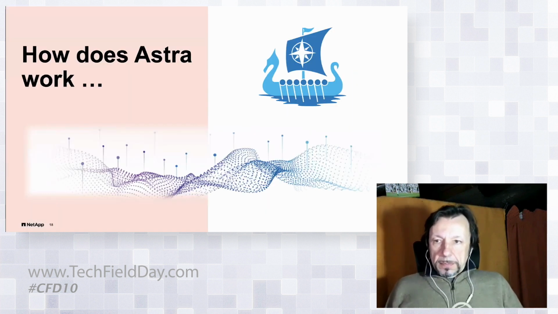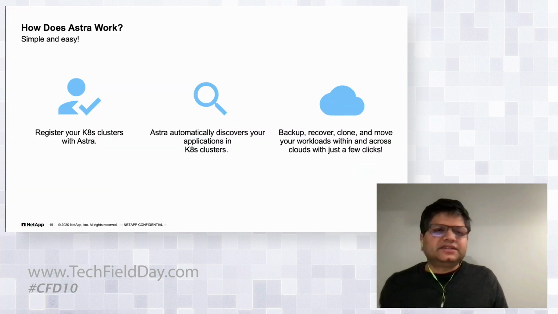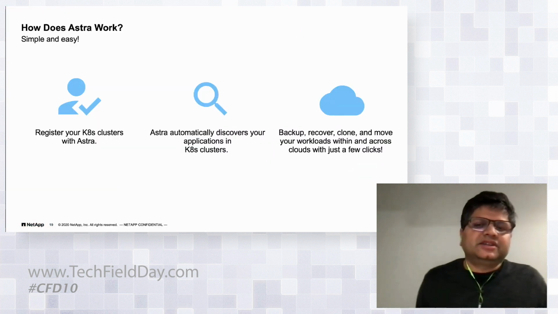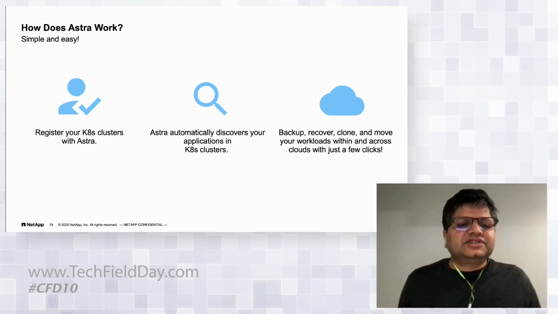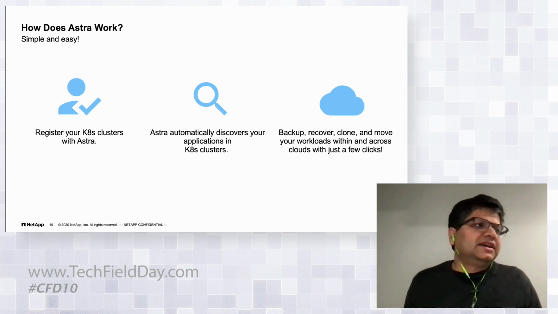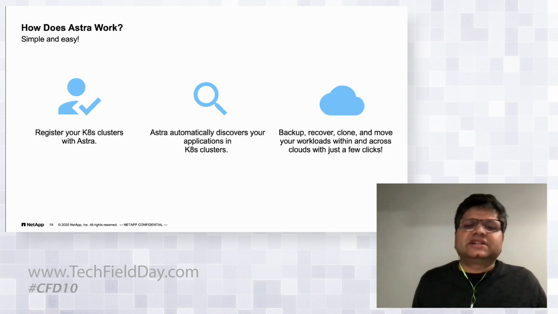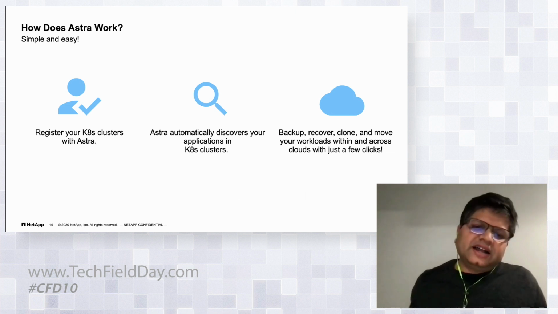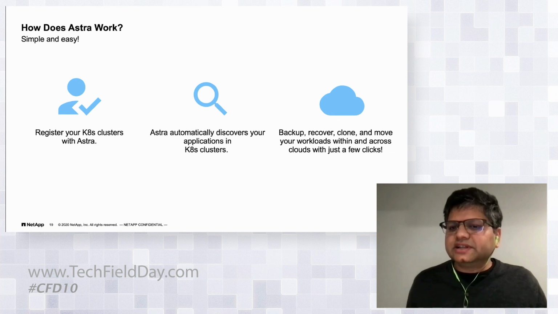So how does Astra work? Astra today works in three simple and easy steps. The first thing that you do is you just register your Kubernetes clusters with Astra. You have to tell Astra that, hey, I want you to manage or watch these clusters. Once you do that, Astra will automatically discover your applications in the Kubernetes clusters.